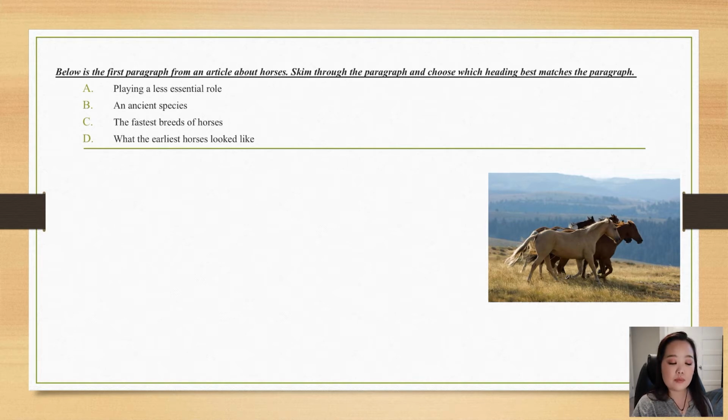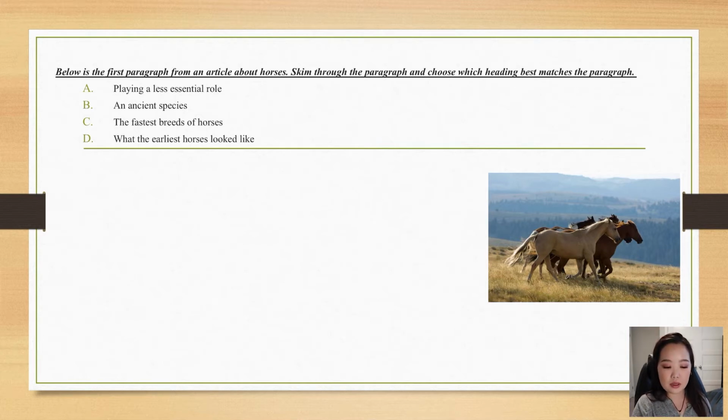Okay, choice B, an ancient species. Ancient means very old. In order to tell the reader that it is very old, obviously there will be a time description: when it first existed in history, and how long this species has existed in history as well. That's how you tell the reader it's actually ancient. And pay attention here, an ancient species, which means that there will only be one.